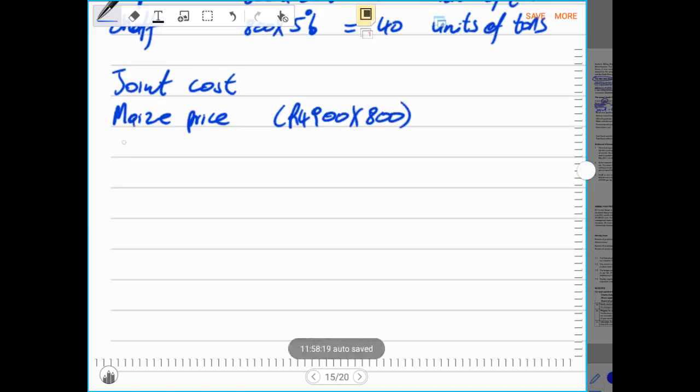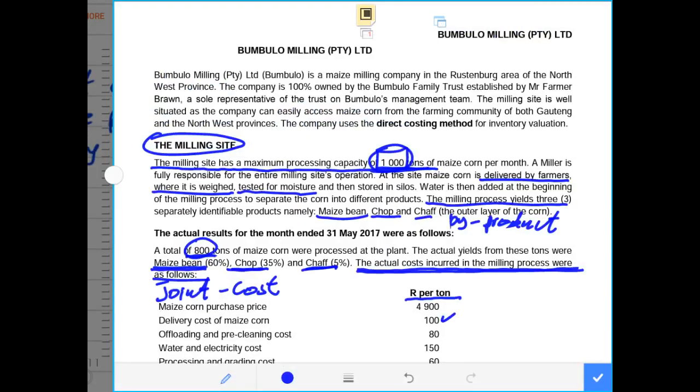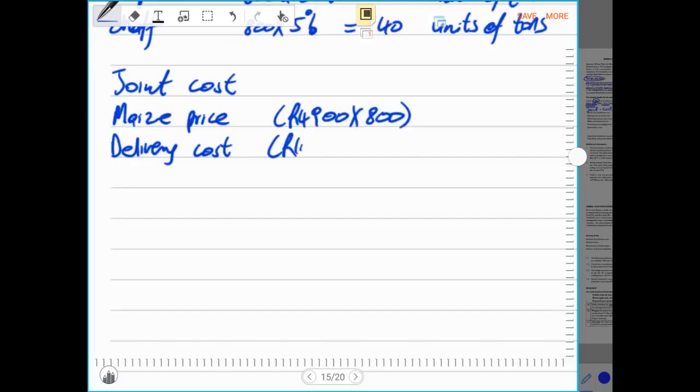Then we have the delivery cost, and the cost of delivery is given to us as 100 rand. Delivery cost is 100 rand, times this by 800.